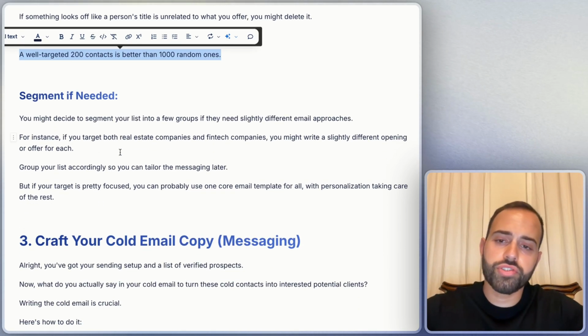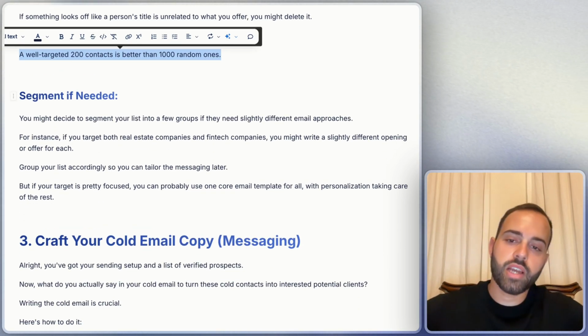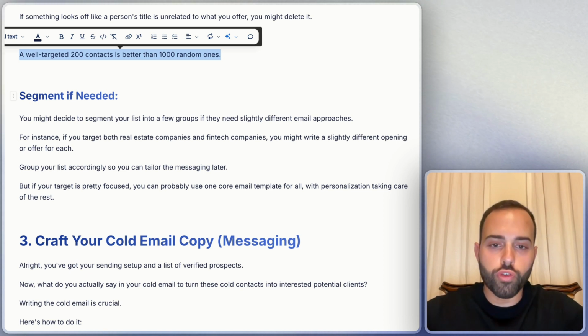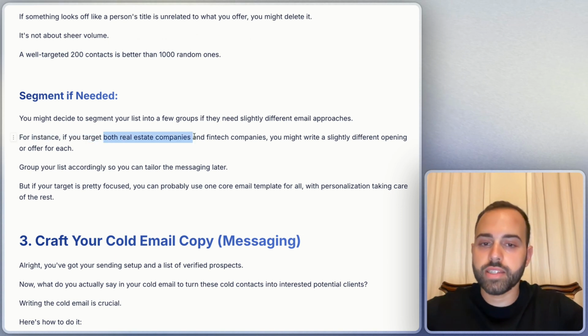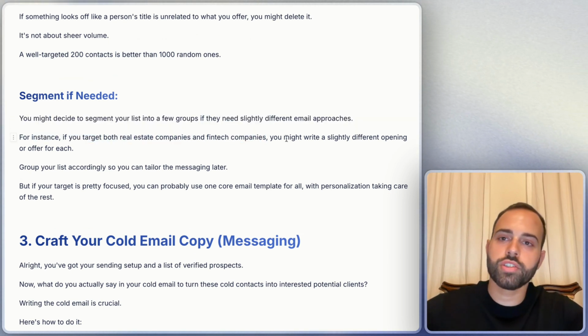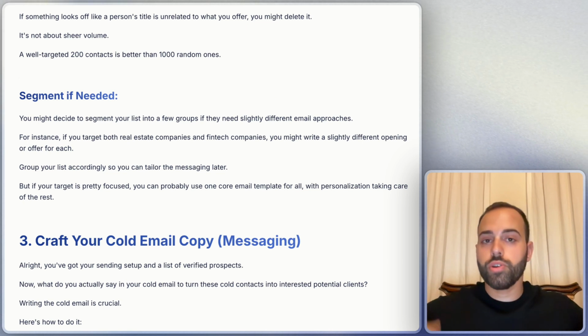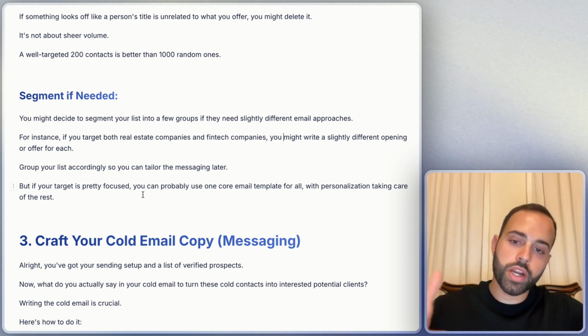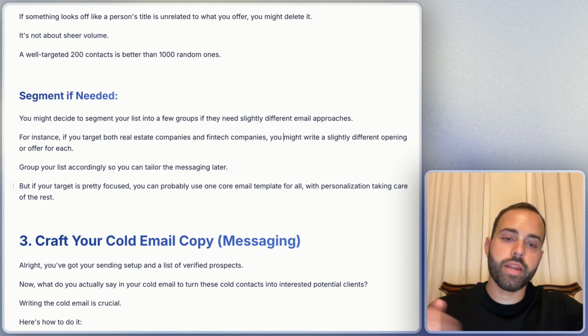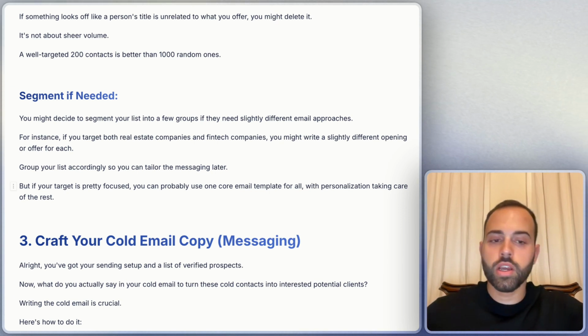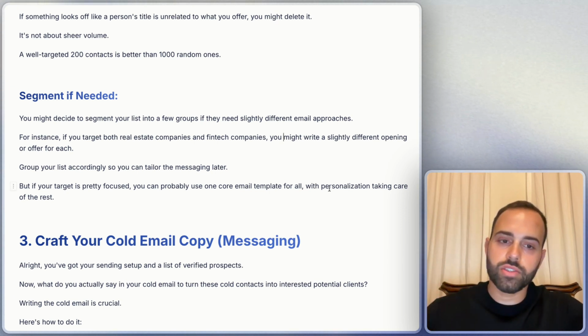And then finally, you can also segment if needed. So you might decide to segment your list into a few groups if they need slightly different email approaches. So, for example, if you're targeting real estate companies and fintech companies, just because your service could help both of these industries, you might write a slightly different opening or offer for each of these industries. So, what you can do here is you can group your list accordingly so you can also tailor your scripts as well. But if your target is focused, then you can just use one email template for every single one of your industries. Or if you're using Clay, then you can just add some personalization and you can just launch one big campaign.